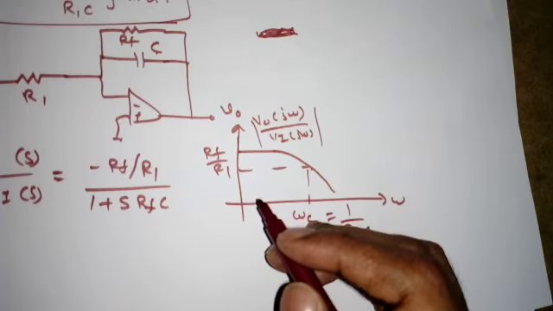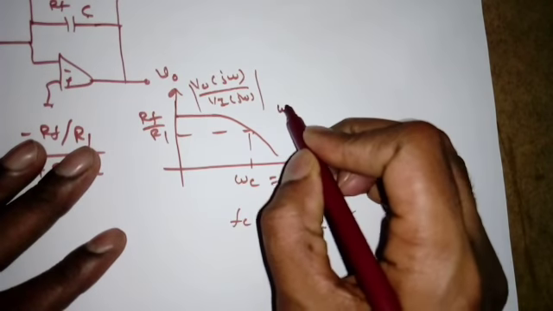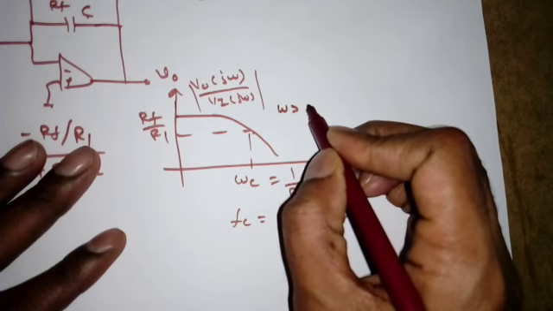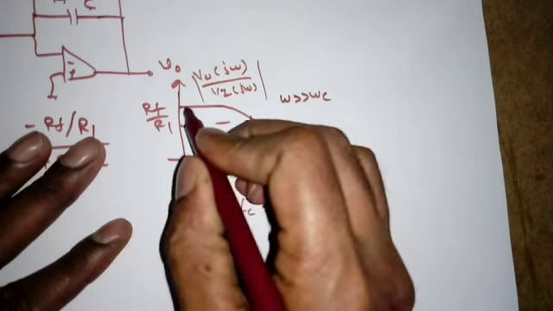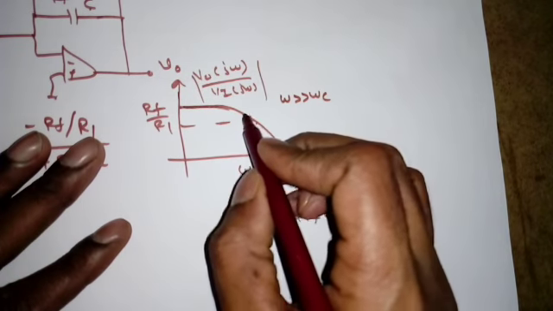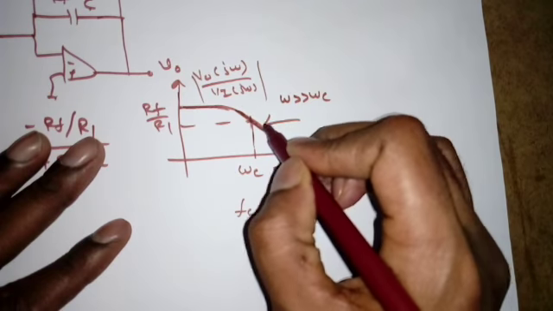Then finally we concluded at what frequencies we will get the integration: when omega is very much greater than omega c. Before this cutoff frequency we will not get the integration, but in this transition region we will get the integration.